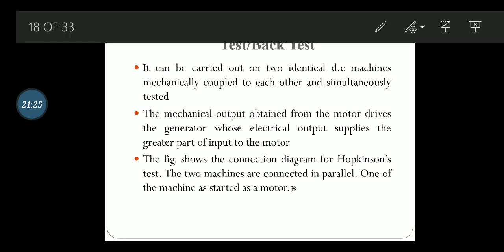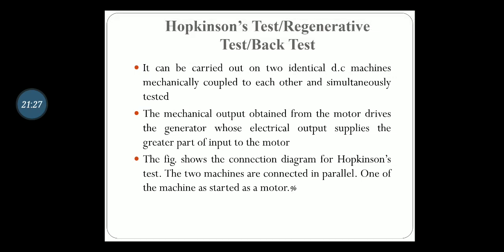So this is about the Swinburne test, how the test is carried out, that is the Swinburne method of testing. This is one more indirect method of testing. Now let me move towards one more indirect method of testing, that is the Hopkinson test, also called the regenerative test.